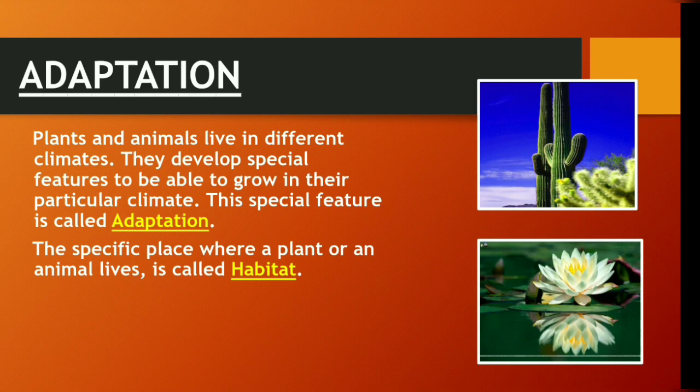So these plants and animals develop some special features to grow in that particular climate. Like the cactus and camel, they live in deserts. There is a scarcity of water in the desert, so they store the water. Storing the water in their body is the adaptation. The specific place where a plant or an animal lives is called habitat. For example, a cactus lives in the desert, so for the cactus, the desert is the habitat. A polar bear lives in the polar region, so for the polar bear, the polar region is the habitat.